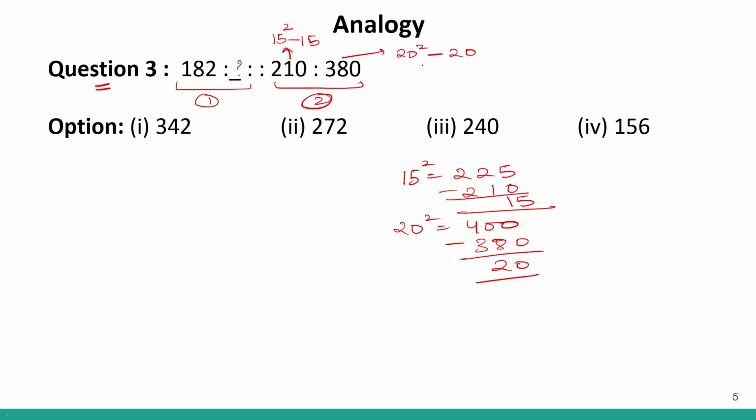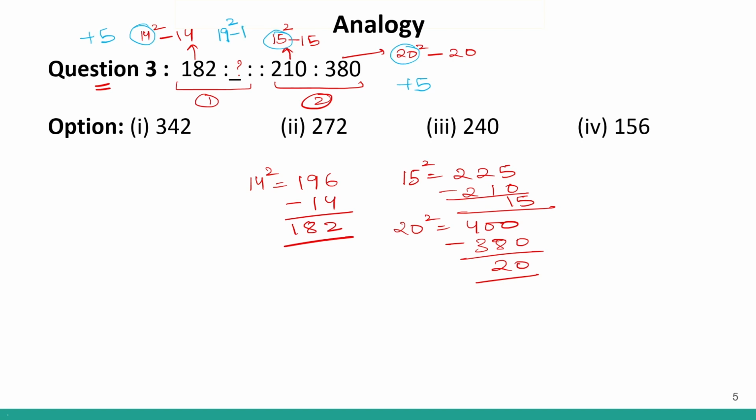minus 20. Similarly, 182. If you look at 182, what is 14 square? 196. Correct? And if I subtract 14, I will get 182. So this is 14 square minus 14. Now if you look at the relationship between 15 and 20, this is plus 5. Correct? So here also we will go plus 5. So 14 plus 5 will give me 19. So I will get 19 square minus 19.